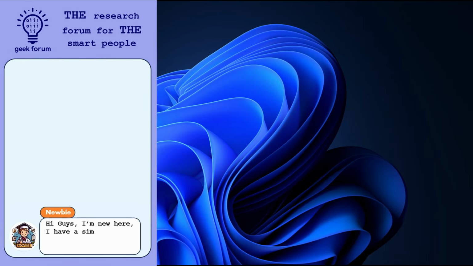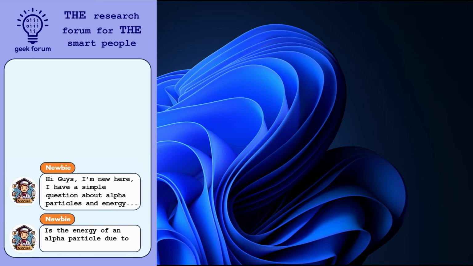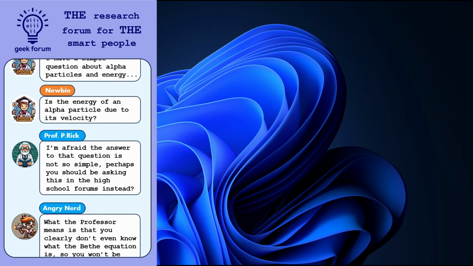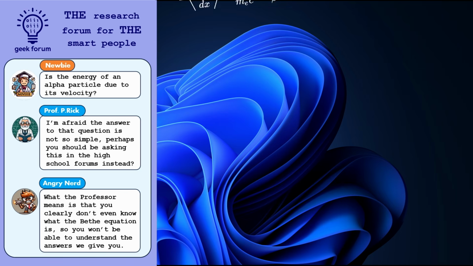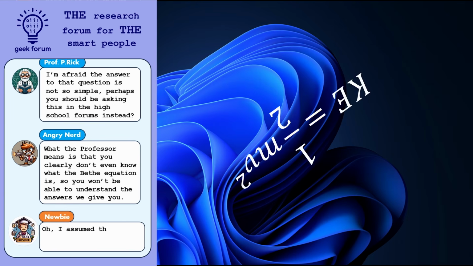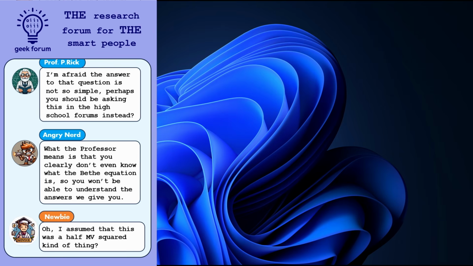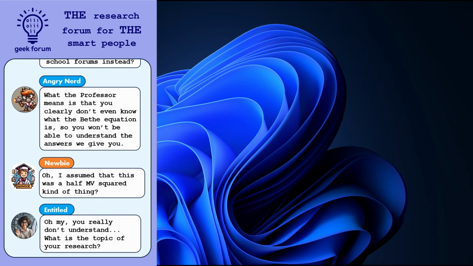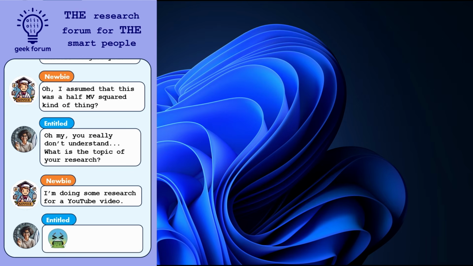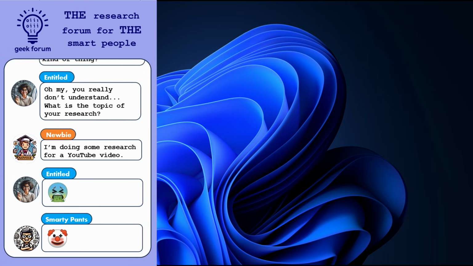Hi guys, I'm new here. I have a simple question about alpha particles and energy. Is the energy of an alpha particle due to its velocity? I'm afraid that the answer to that question is not so simple. Perhaps you should be asking this in the high school forums instead. What the professor means is that you clearly don't even know what the Bethe equation is, so you won't be able to understand the answer we give you. Oh, I assumed that this was a half mv squared type of thing. Oh my, you really don't understand. What is the topic of your research? I'm doing some research for a YouTube video. Well, it seems that there are no adults in that room.